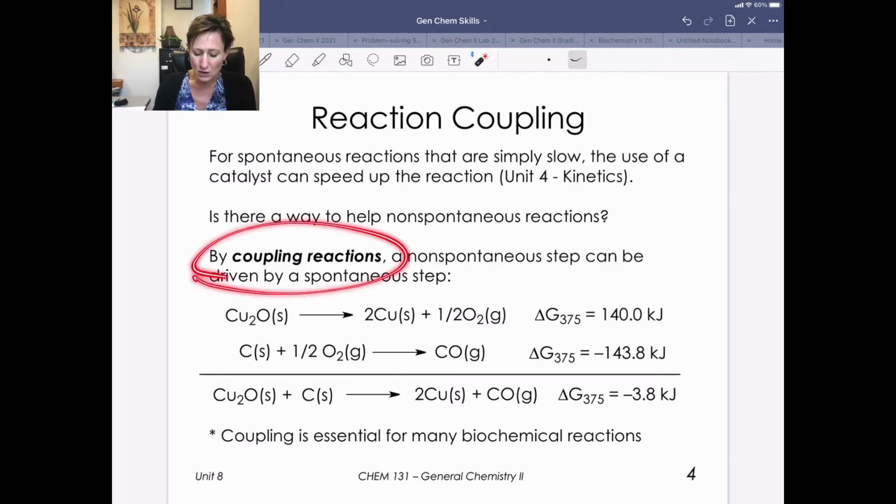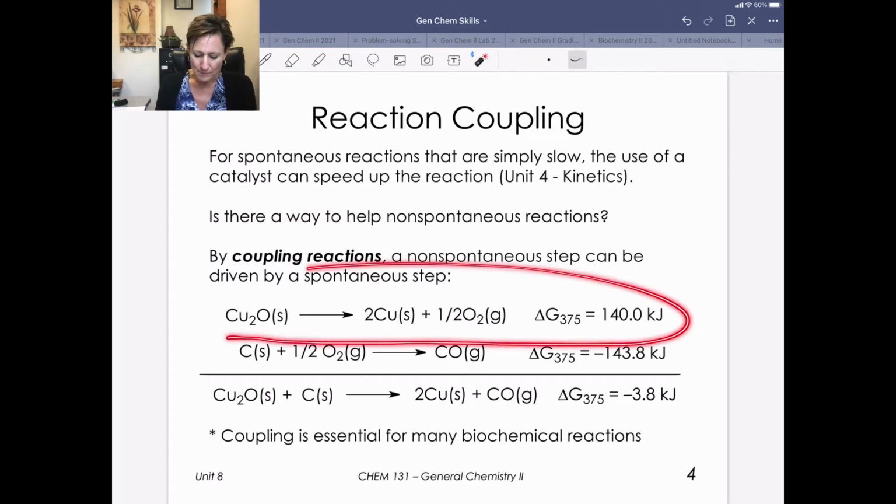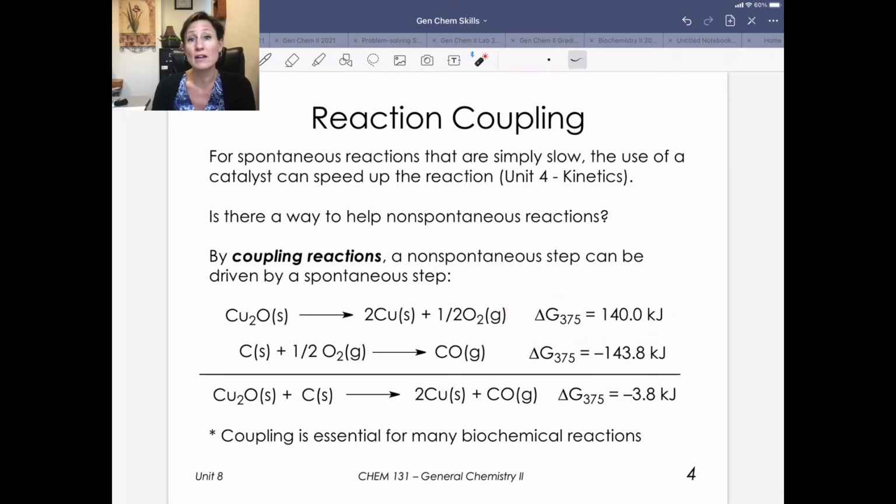But we can do something called reaction coupling. So let's take a look at this copper oxide reaction here, a different copper oxide reaction. But this has a very unfavorable delta G. But notice this, we've got a situation where the product of our first reaction is a reactant for our second. So we can couple these together. We've seen this already with looking at problems with enthalpy.